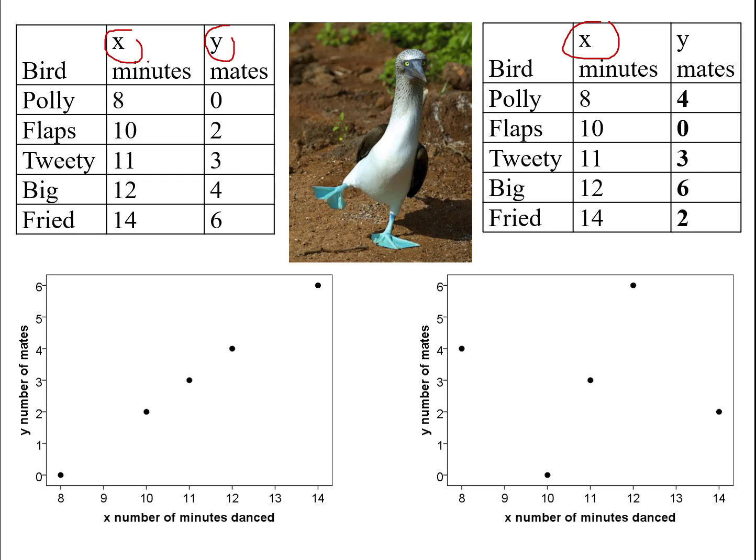The data set on the left and the data set on the right both include the exact same numbers. The difference is how I've paired those numbers together. In the data set on the left, they're paired together to make a perfect positive correlation. This data set on the right, they're actually paired together to make a 0 correlation. There's absolutely no relationship between X and Y. In the data set on the right, the number of minutes that a bird danced is totally unrelated to the number of mates the bird got.